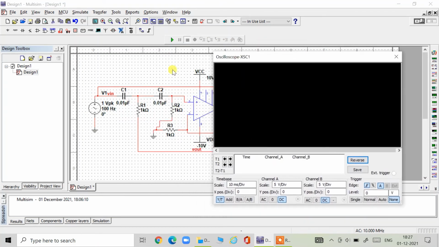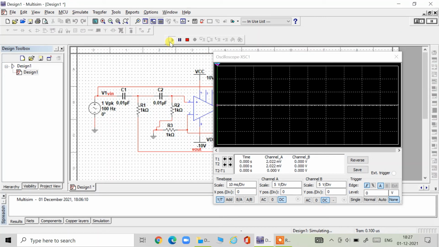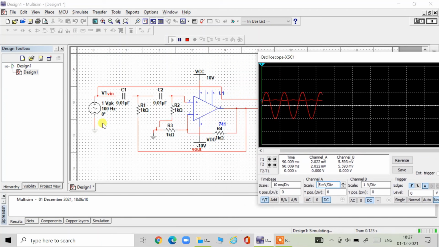Now click on this. Change the scale. This is A. A corresponds to the output, B corresponds to the input. You can see it is very small. But as I increase the frequency, you will find the frequency is increasing, output voltage is increasing.